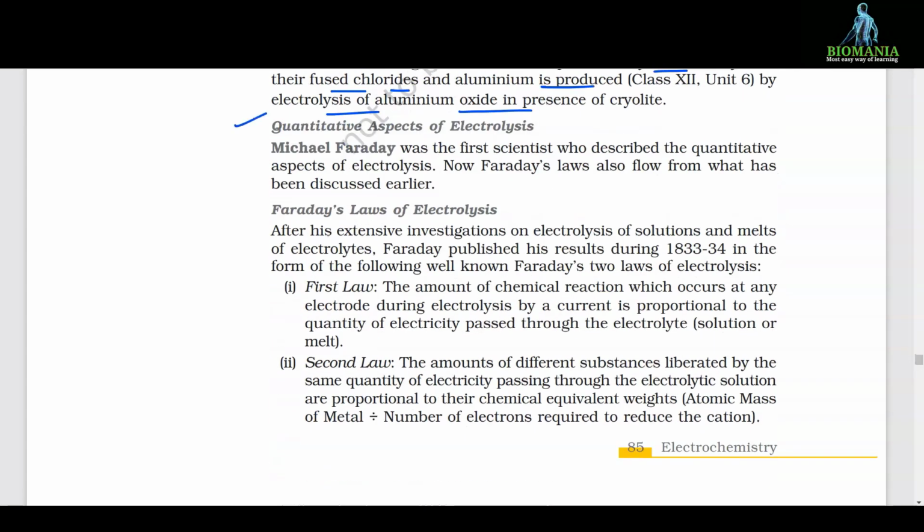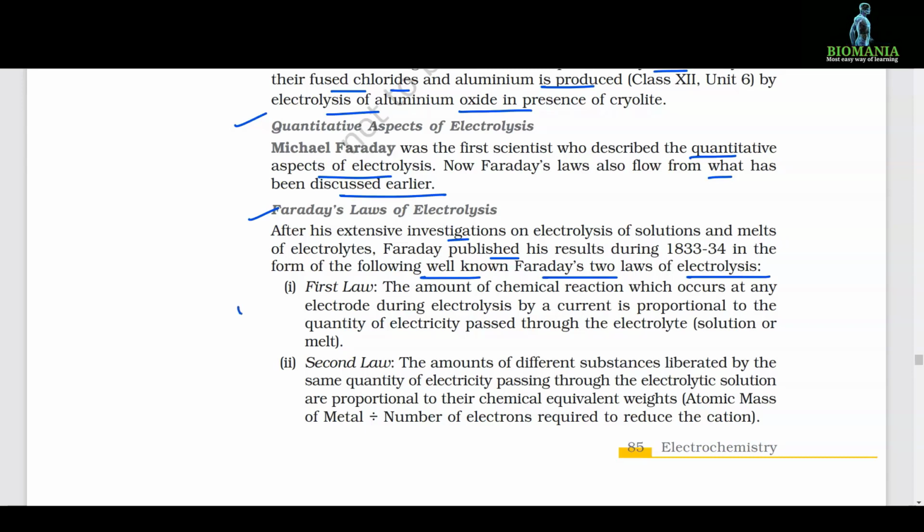Now, quantitative aspects of electrolysis. Michael Faraday was the first scientist who described the quantitative aspect of electrolysis. Now, Faraday's laws also flow from what has been discussed earlier. Faraday's laws of electrolysis: after extensive investigation of the electrolysis of solutions and melts of electrolytes, Faraday published his results during 1833 to 34 in the form of the following well-known Faraday's two laws of electrolysis.